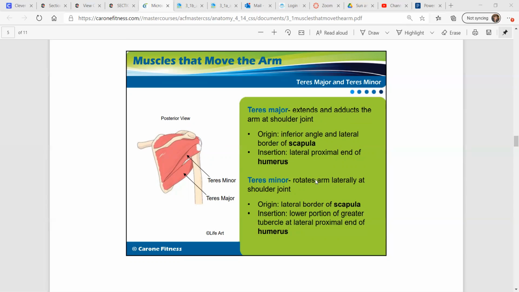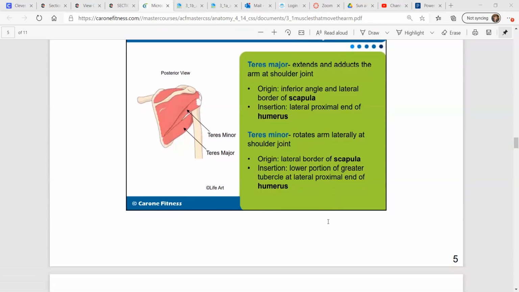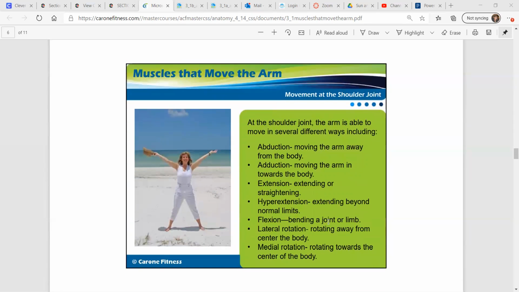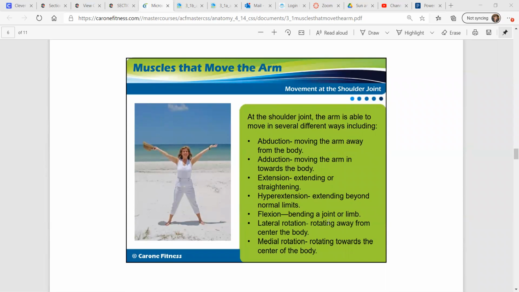The teres minor rotates your arm laterally at the shoulder joint. And then its origin is at the lateral border of the scapula. Insertion, the lower portion of the greater tubercle at the lateral proximal end of the humerus. So at the shoulder joint, the arm is able to move in several different ways. So if you try moving your arm the way these words are describing, it can help you remember.